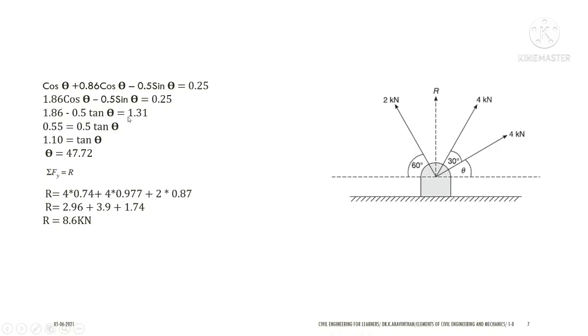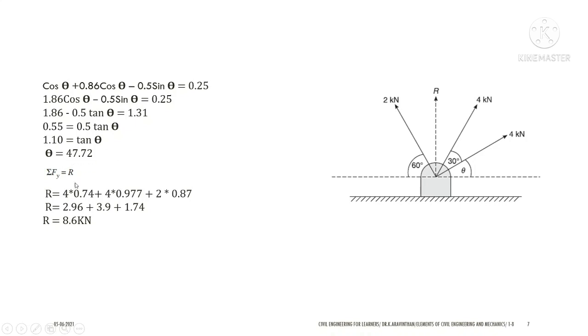So we have written in terms of radian here. You can take it to the left hand side and you can take 0.5 tan theta to the right hand side. If I do this, I will get 0.55 equal to 0.5 tan theta, and if I divide 0.55 by 0.5, I will get 1.1 equal to tan theta. I can take tan inverse of 1.1, so it will be 47.72 degree.